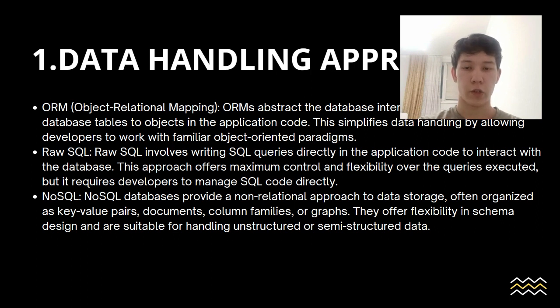Raw SQL involves writing SQL queries directly in the application code to interact with the database. This approach offers maximum control and flexibility over the queries executed, but it requires developers to manage SQL code directly. NoSQL databases provide a non-relational approach to data storage, often organized as key-value pairs, documents, column families, or graphs, as I said before. They offer flexibility in schema design and are suitable for handling unstructured or semi-structured data.